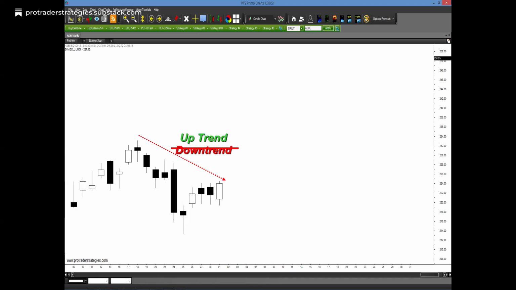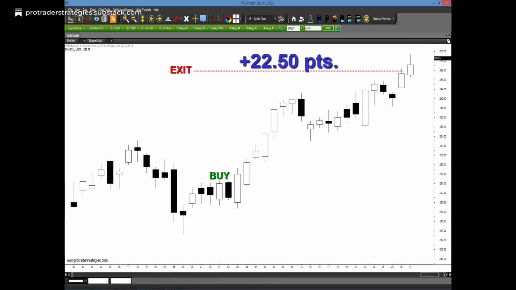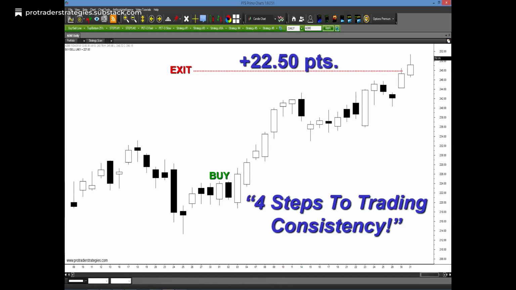And once you knew that you were in an uptrend, the second step would have told you where to buy. You actually would have known in the third step where to place your stop. And then ultimately, you could have known where to exit using the fourth and final step right here. And potentially using these 4 steps I'm going to be sharing with you today, you could have potentially captured upwards of 22.5 points. So this is the subject of today's educational presentation, 4 steps to trading consistency. And you'll know exactly how to apply them as soon as we complete today's presentation.